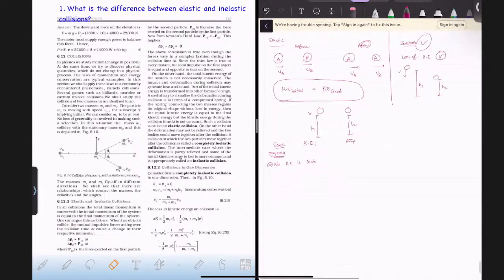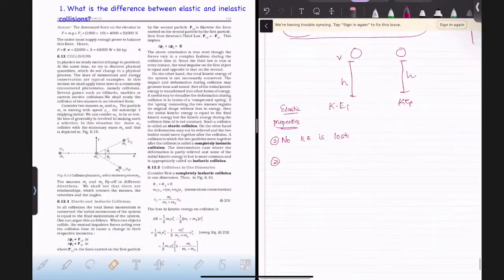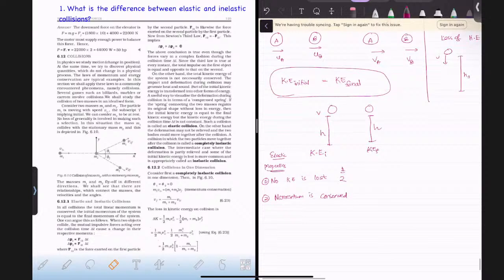No kinetic energy is lost. Second point, momentum is conserved. No kinetic energy loss, we can write this as half ma ua square plus half mb ub square is equal to half ma va square plus half mb vb square.